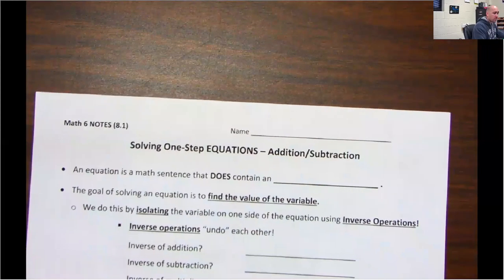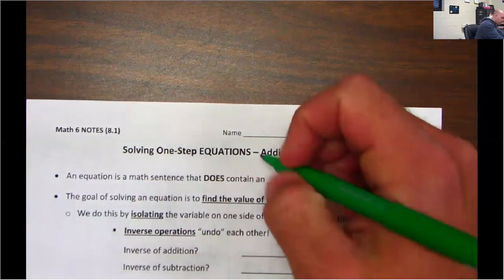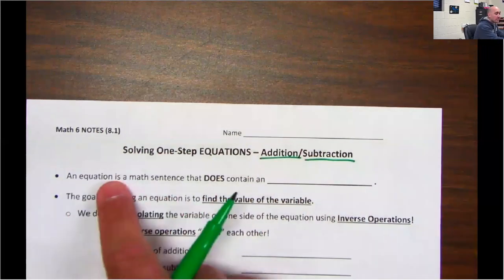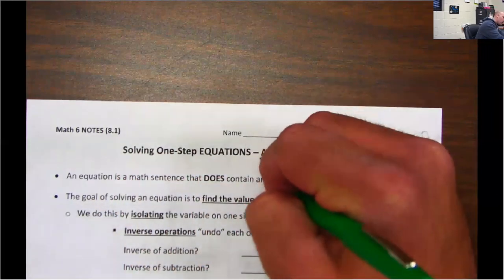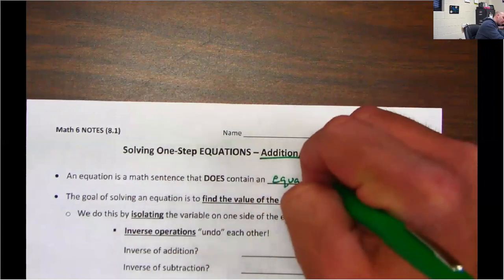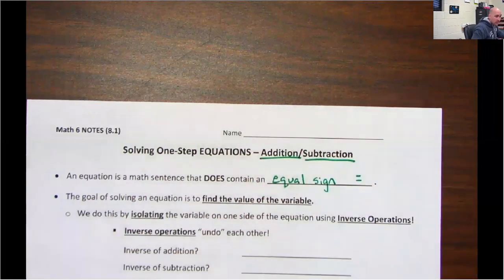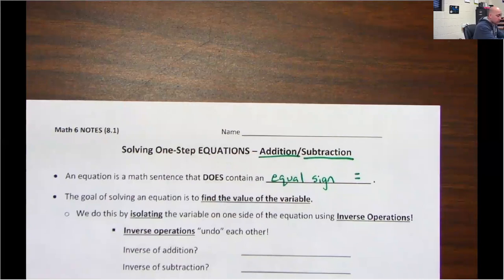So here we go. First things first. Solving one-step equations with addition and subtraction. An equation is a math sentence that does contain an equal sign. So guys, equations have equal signs. I'm saying that because next week we're going to be going into inequalities, which is different. All right, the goal of solving an equation is to find the value of the variable.